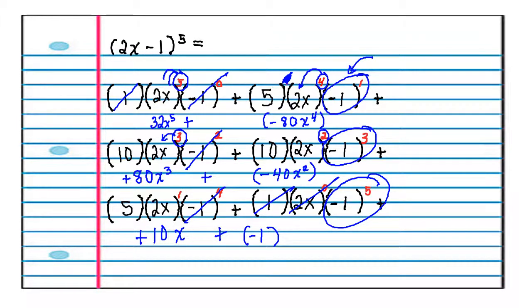Okay, let's clean it up and start from the very beginning. So I have a 32x to the 5th power minus 80x to the 4th power plus 80x to the 3rd power minus 40x to the 2nd power plus 10x minus 1. And look what happens with the signs. Minus, plus, minus, plus. Cool.